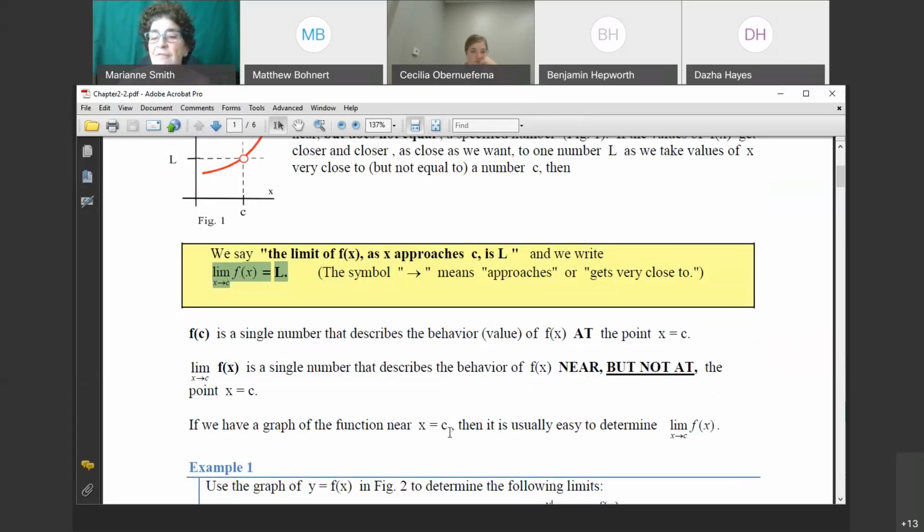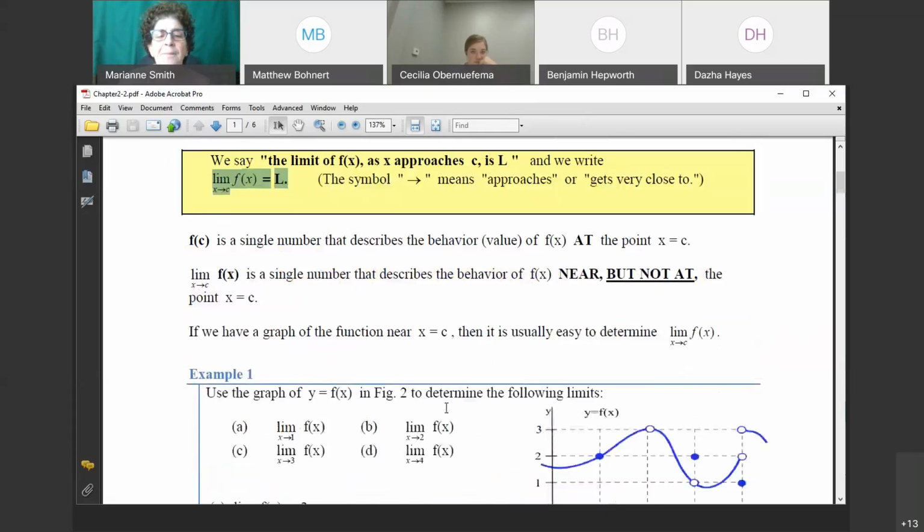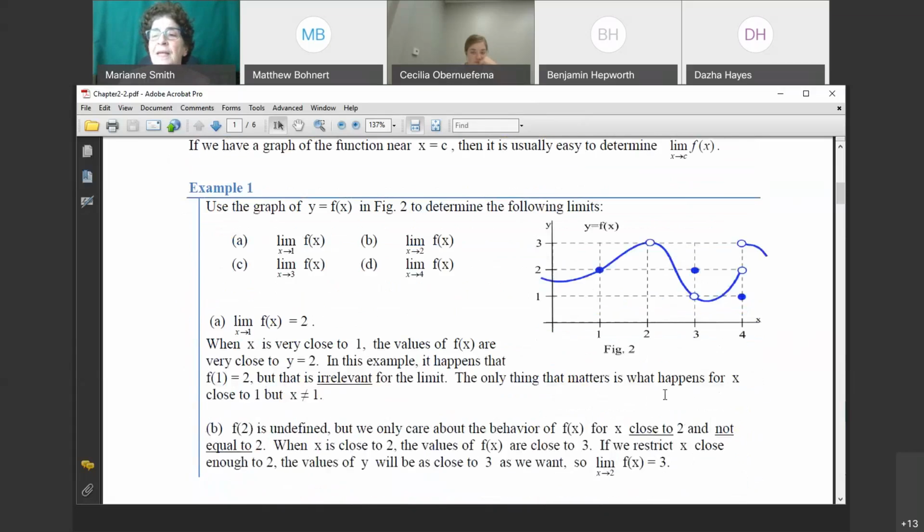Next, if you have a graph, it's pretty easy to determine. Here's a graph that looks like somebody ran it through a lawnmower. It's got holes in it, it's got chops in it. We'll use this idea when we talk about continuity, what it means to be continuous. We're not quite there yet. So let's look at each of these pieces. The limit as x approaches 1, and you have to look at how you approach the x value from both sides. You can't just look in one direction.